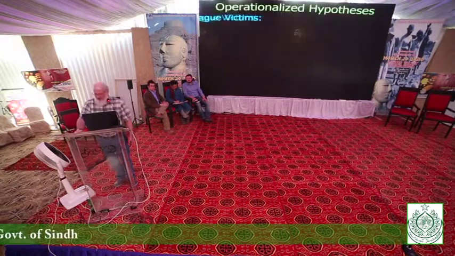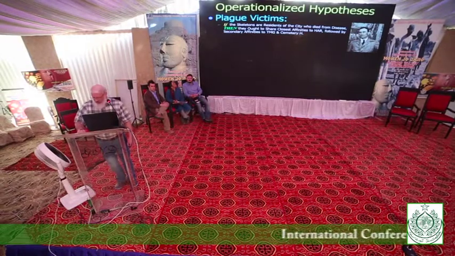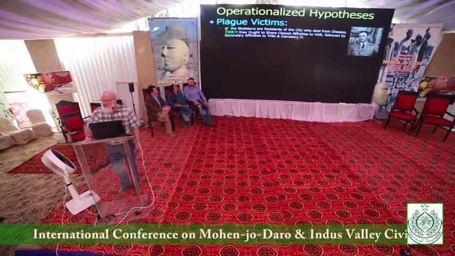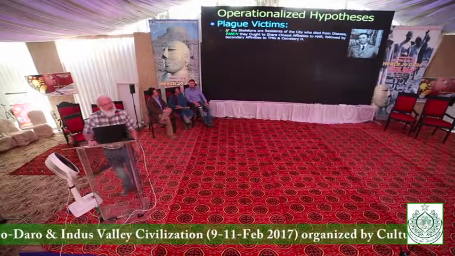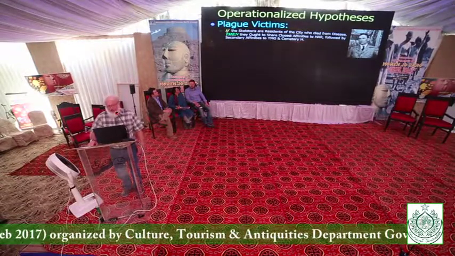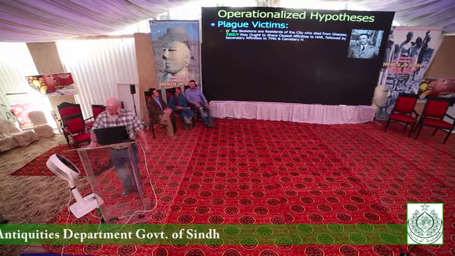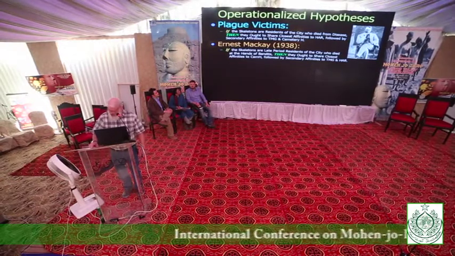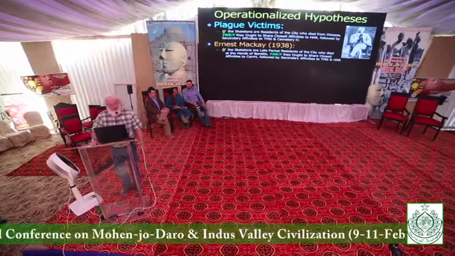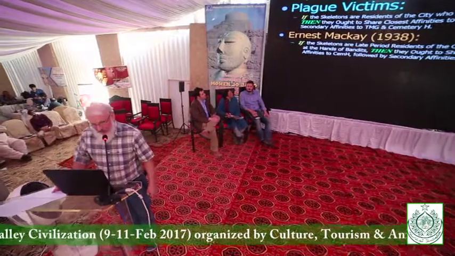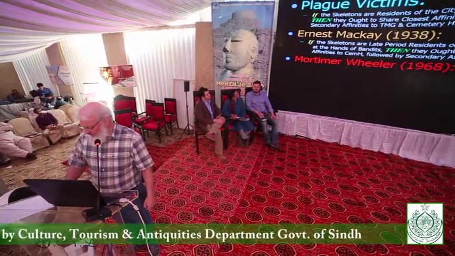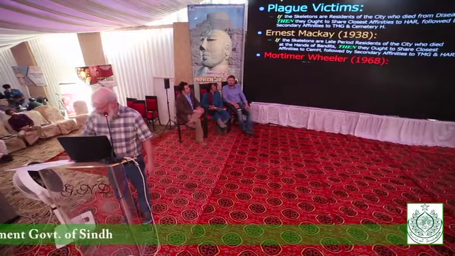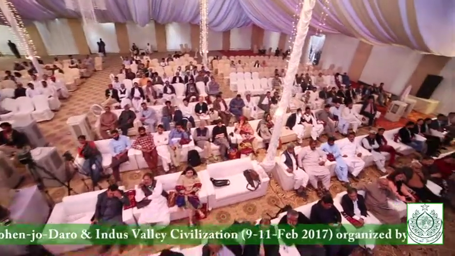If Marshall is correct that these individuals represent residents of the city who perished from disease, then they ought to share closest affinities to their contemporaries from the period 3 cemetery at Harappa, followed by secondary affinities to individuals from Cemetery H and from the Gandharan Culture cemetery at Timurgara. If, however, Mackay is correct that these individuals were late period residents of the city who perished at the hands of bandits, then one would expect that they ought to share closest affinities to their contemporaries from Cemetery H and Timurgara. If Wheeler is correct that these remains reflect the appearance of Aryan invaders at whose hands the cities fell, there are 3 possibilities. If these individuals were the victims of these invaders, then their expected affinities should be the same as for Marshall's model.